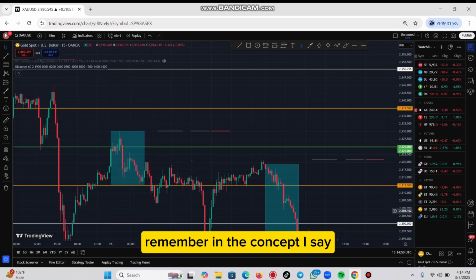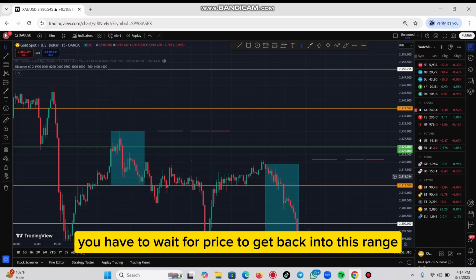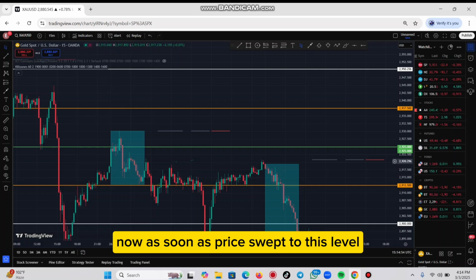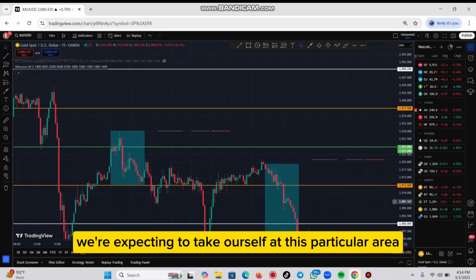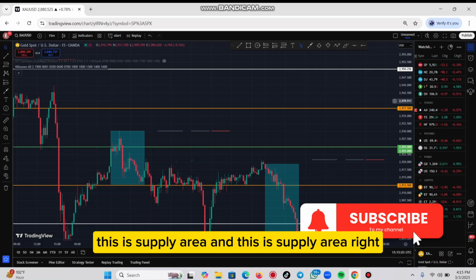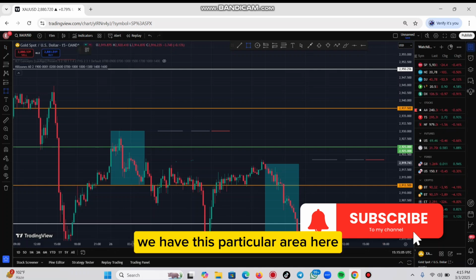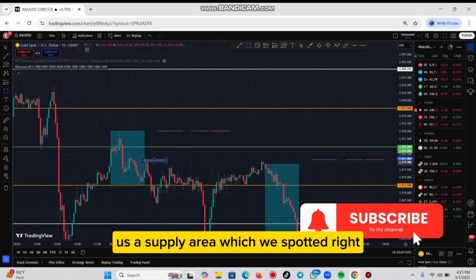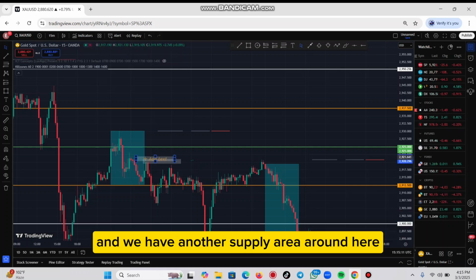Remember in the concept I said you have to wait for price to get back into this range. Now as soon as price swept this level, what are we expecting? We're expecting to take our sell at this particular area. This is a supply area and this is a supply area, right? We have this particular area here as a supply area which we spotted, and we have another supply area around here.